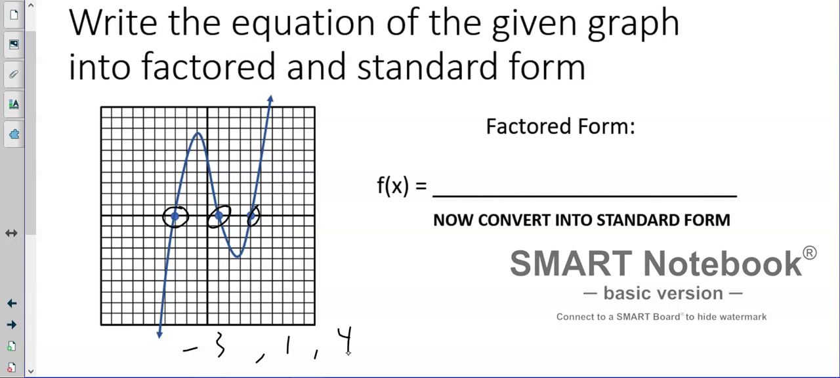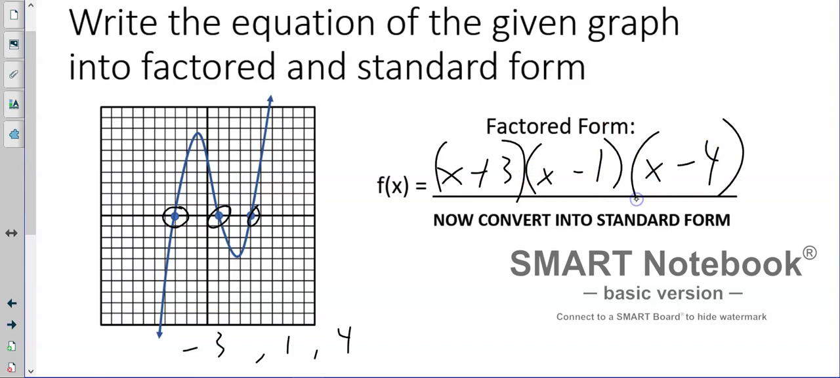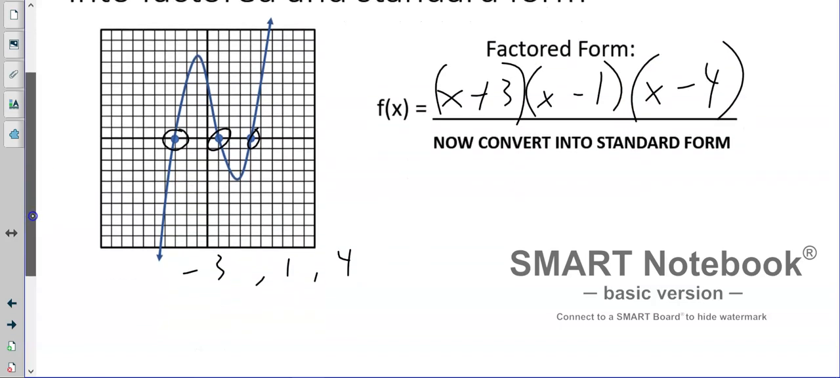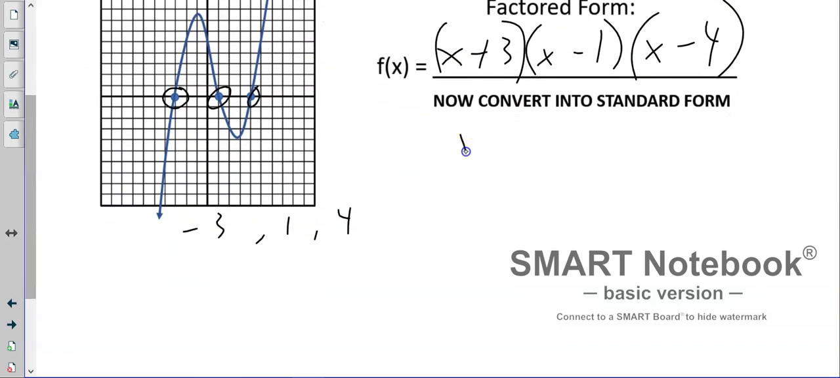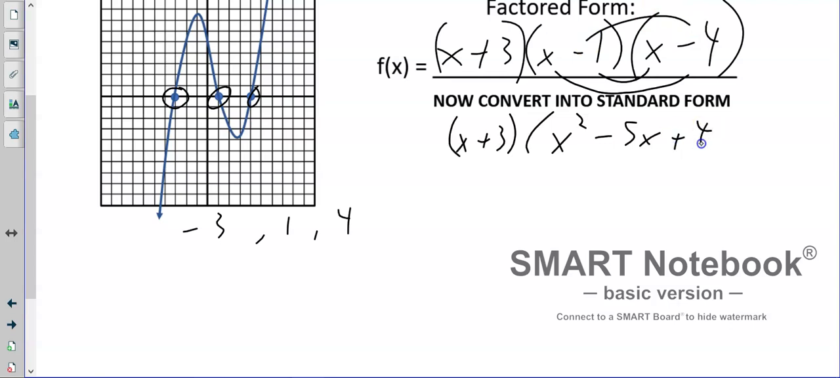So factored form: negative 3 comes from x plus 3, 1 comes from x minus 1, and 4 comes from x minus 4. Now convert into standard form. That just means do some FOILing and multiplying. So I'm going to do the last two first, x minus 1 times x minus 4. I'm going to do the shortcut. X times x is x squared. I'm going to do this in my head, outside and inside: negative 4x, negative 1x is negative 5x. And last, plus 4.